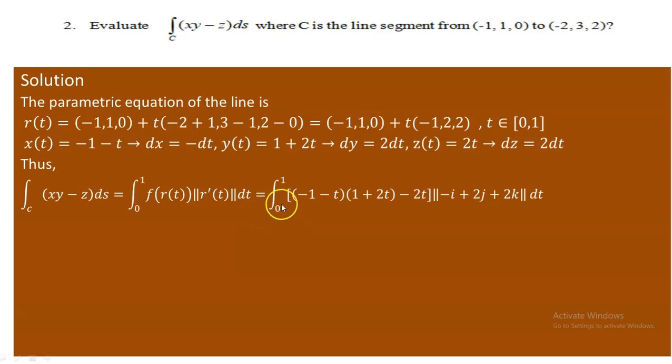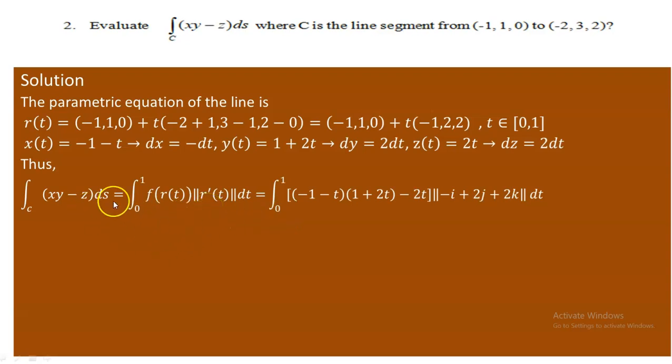And then this is 0 to 1 of, we know that this is x times y, so x times y will be minus 1 minus t times 1 plus 2t, as you see, minus, it says z, so z here is 2t, it's directly taken. Then we have to take the norm of the derivative of this one. The derivative of this is minus i, and the derivative of this one is 2j, and the derivative of this one is 2k dt. This is how the line integral of a scalar function is defined.